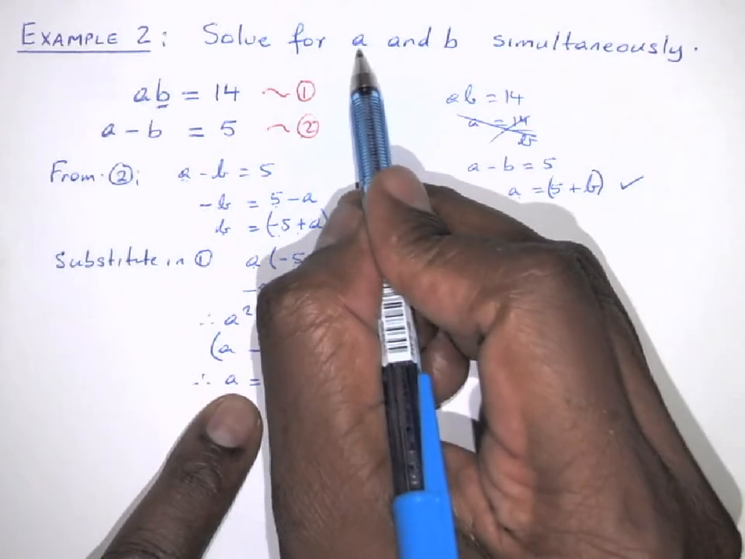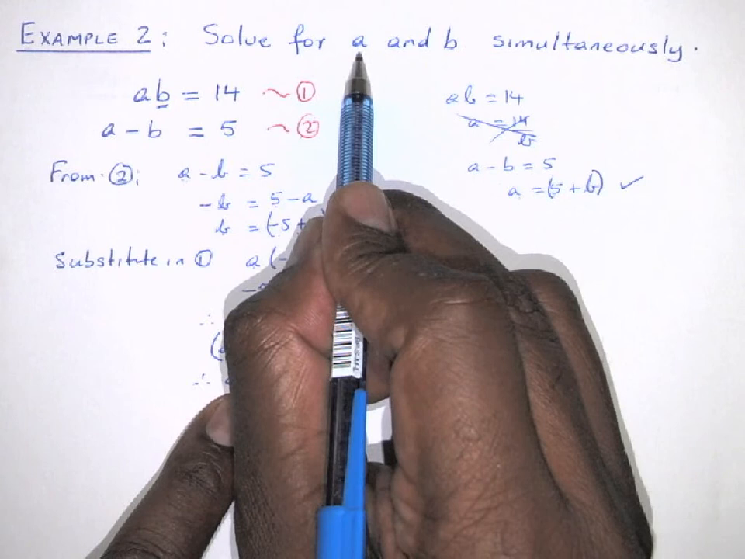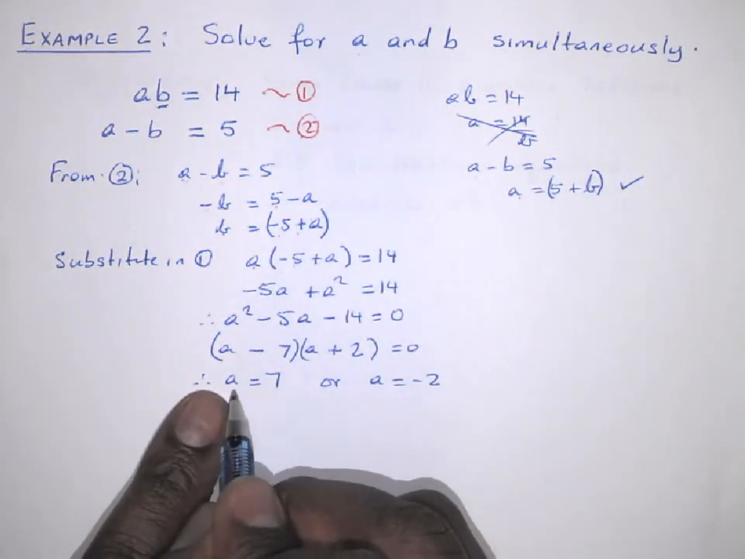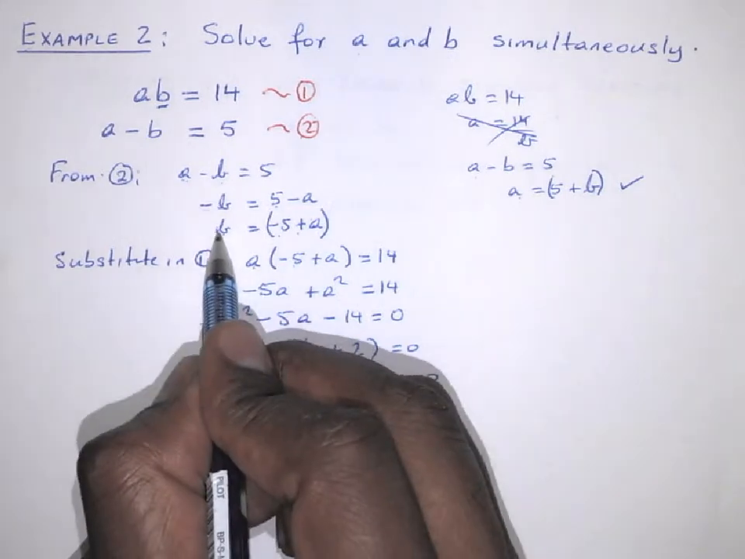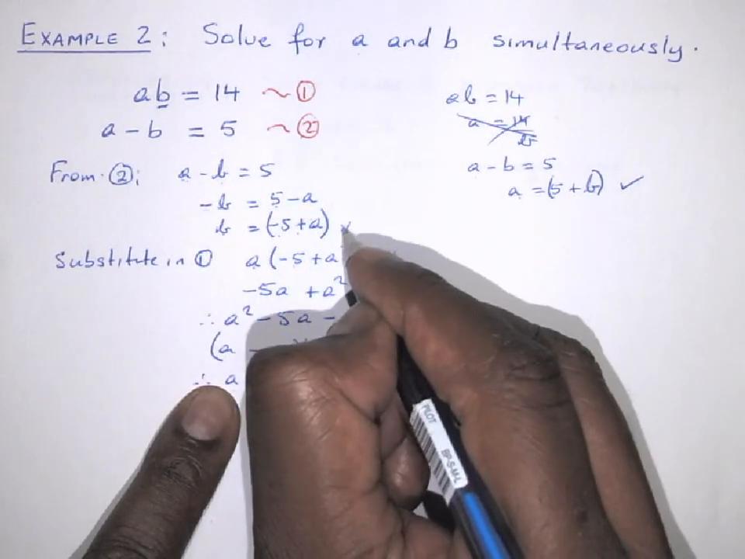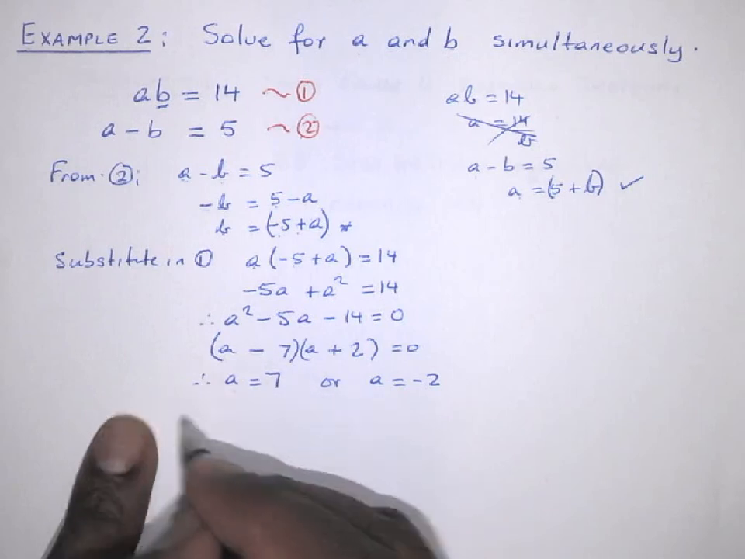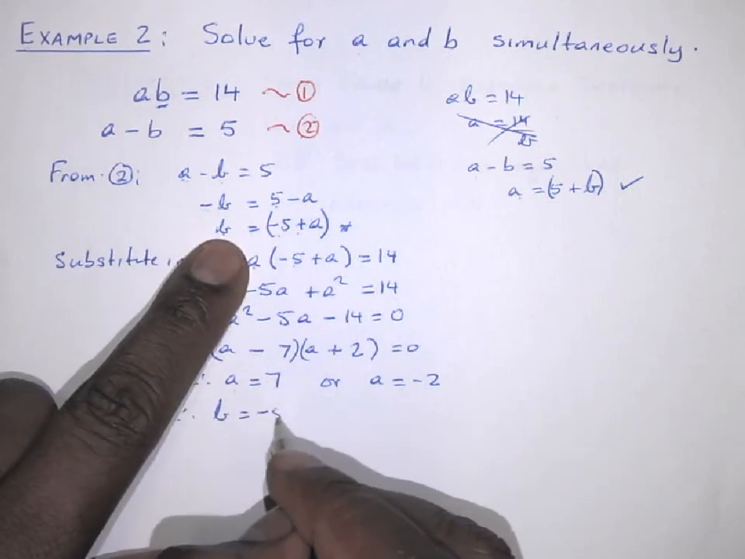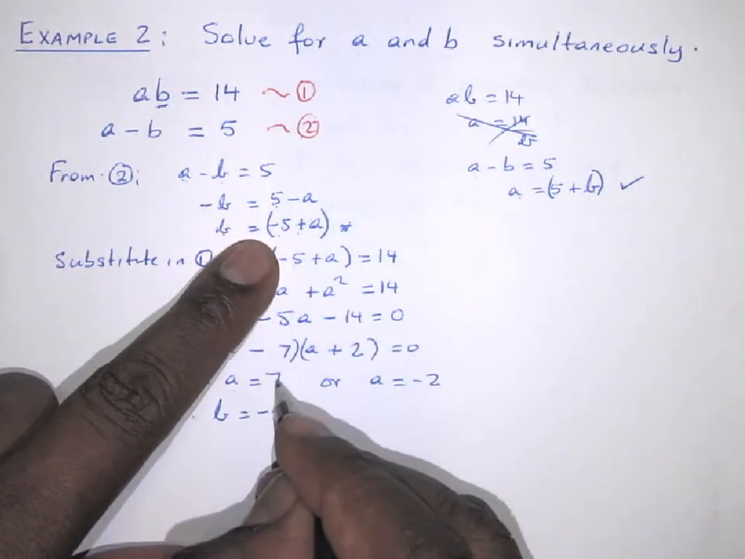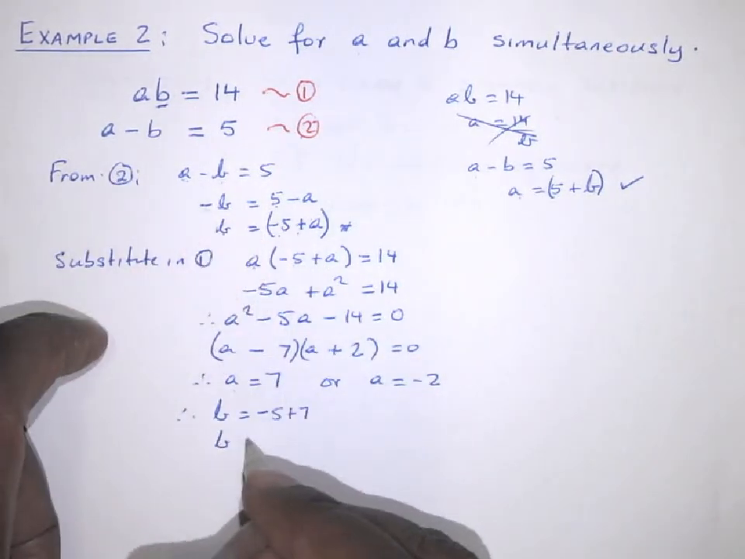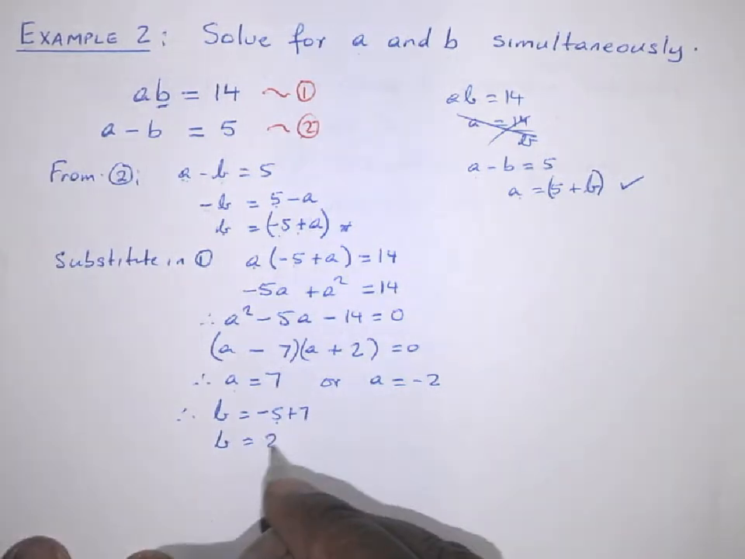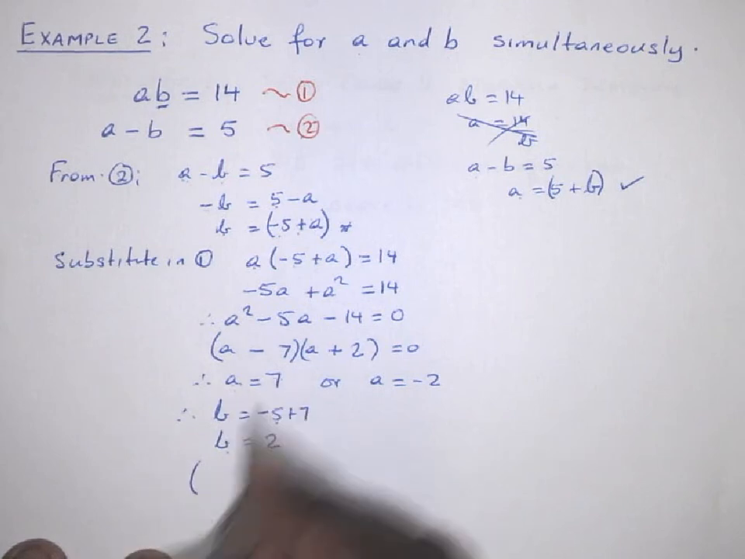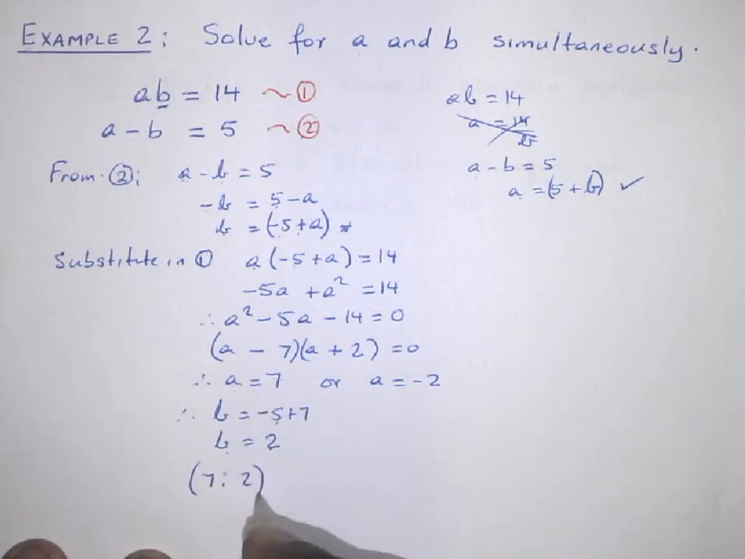Note they said we must solve for a and b. We only got the values of a. We need the values of b. How to find the values of b? To find the values of b, we know that a is 7. Note that we said b was minus 5 plus a, so we'll substitute in that to find the value of b. Therefore, b is equal to minus 5 plus 7. What is minus 5 plus 7? That's 2. So which means when a is 7, b is 2. Let's put that in brackets. a is 7, so b is 2.